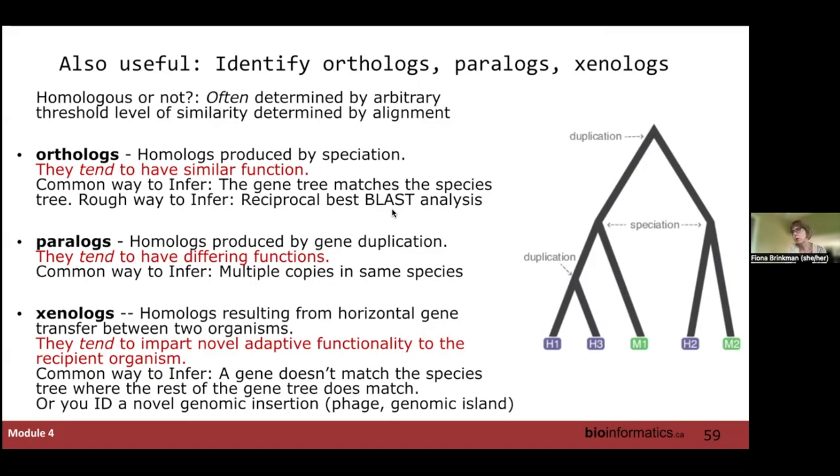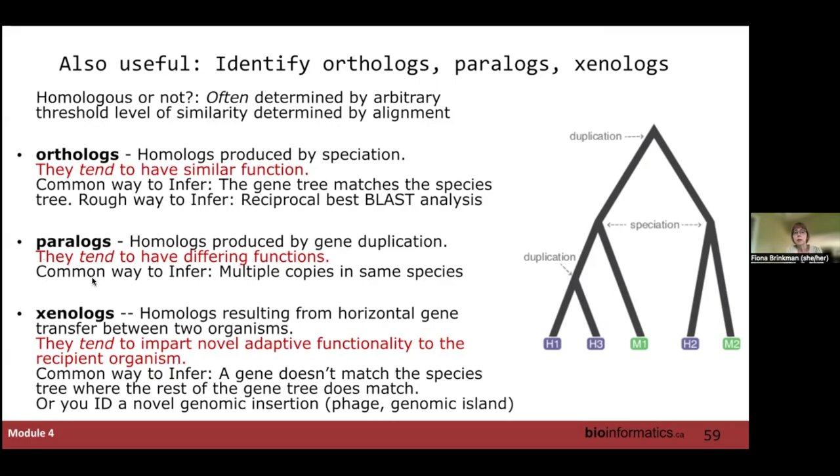Unfortunately, it doesn't work all the time. You can have problems with gene loss and gene duplications that can complicate that. But generally, certainly that does get used a lot. But often the most robust way to look at it is a gene tree matches a species tree. So more about that later when we do a bit more interactive stuff.